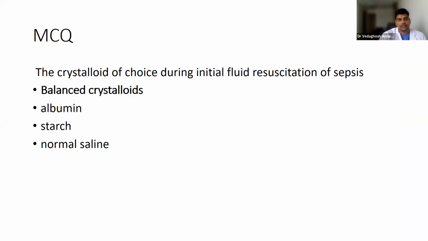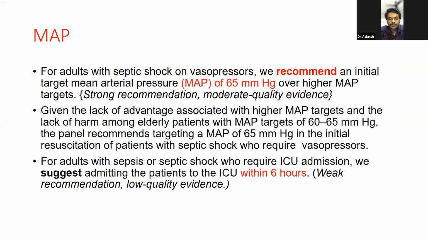Okay, then coming to mean arterial pressure. It is recommended to maintain an initial mean arterial pressure of 65 millimeters of mercury. At least a mean arterial pressure of 65. And they say that with a higher mean arterial pressure, there was a lack of advantage over maintaining more than 65. The target of 65 millimeters is enough to maintain adequate perfusion. That's what the guidelines say.